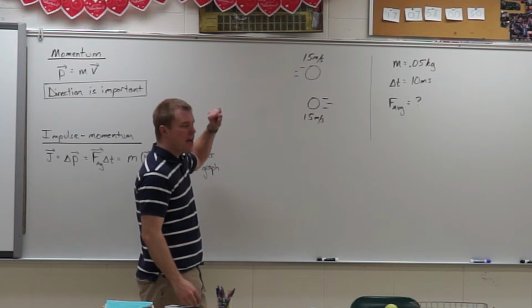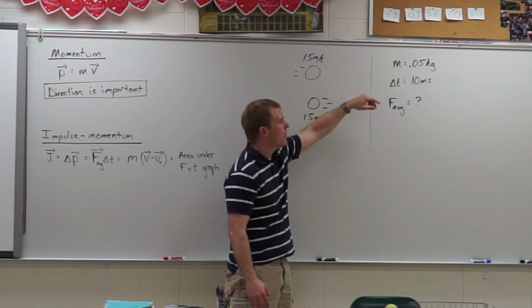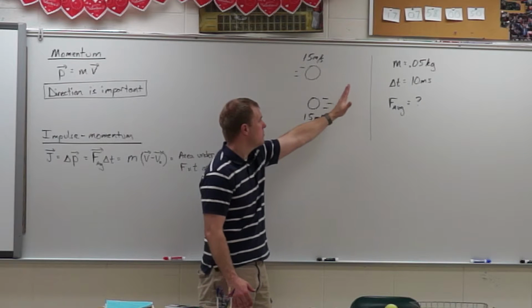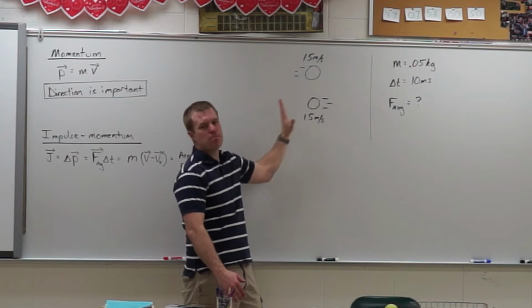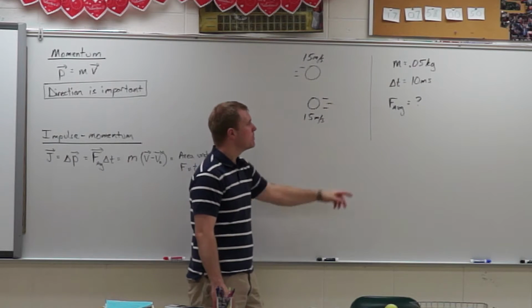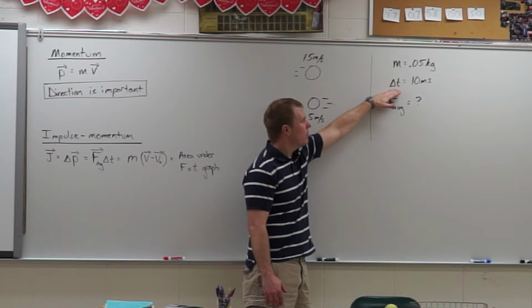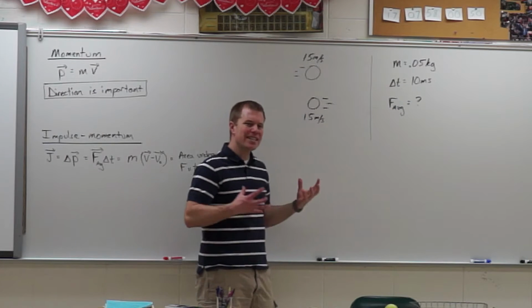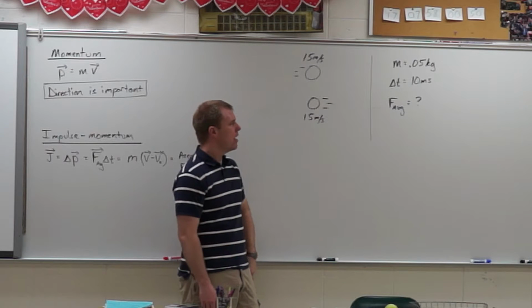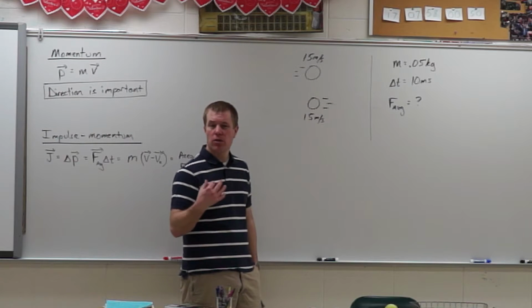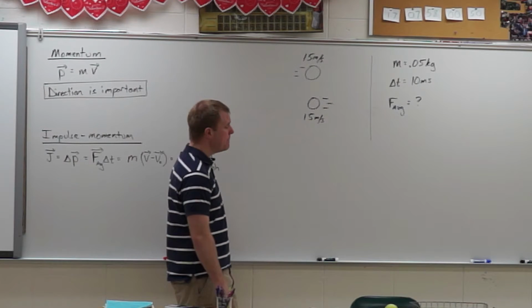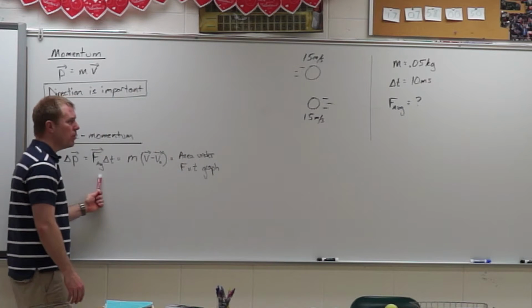So the example I have is a bouncy ball with a mass of 0.05 kilograms going in. It's going to hit a wall at 15 meters per second and bounce back at 15 meters per second. It's going to take a grand total of 10 milliseconds. I want to find what is the average force that ball exerts on the wall or the wall exerts on the ball. Okay. So what I do is I look at my impulse momentum theorem.